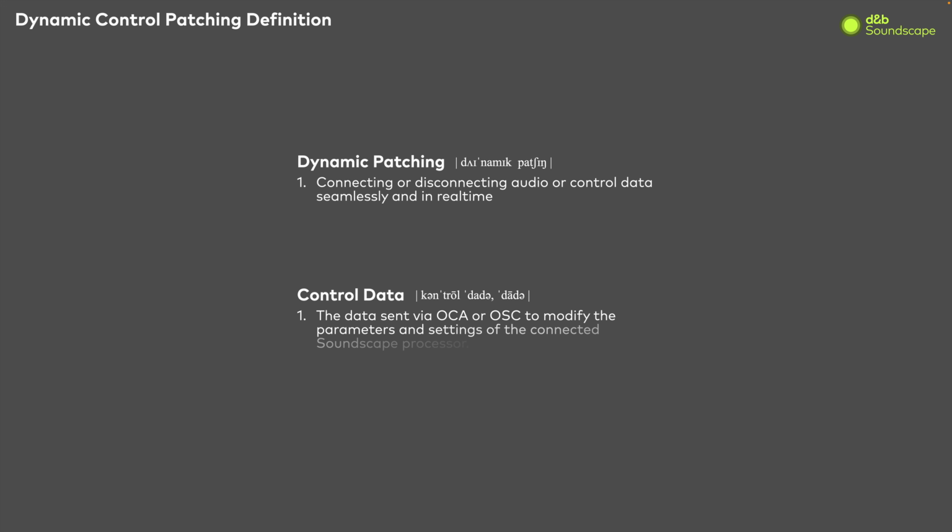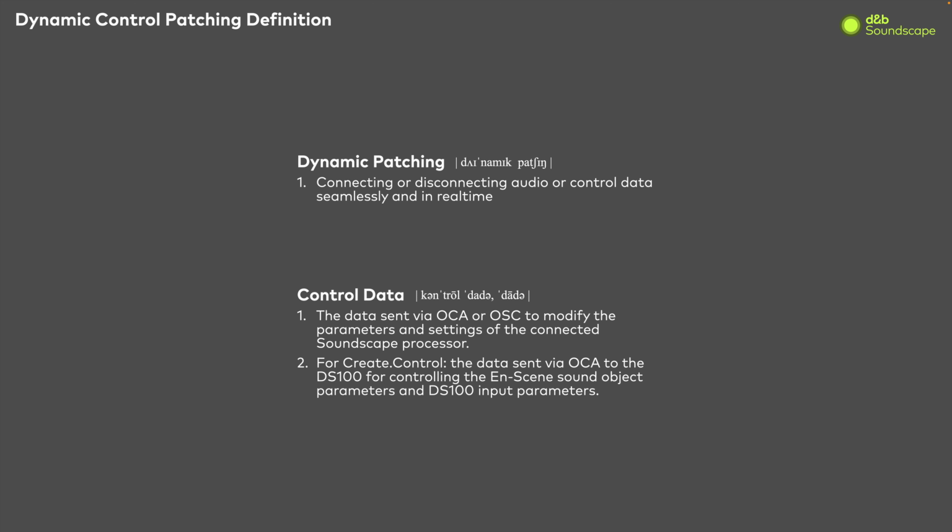In this video, we'll cover the what, why, and how of dynamic patching in Create.Control. Dynamic patching refers to the ability to fluidly and seamlessly repatch the audio or control data in real time. The control data is the data that is sent to control the soundscape processor, but does not contain the audio itself. In Create.Control, we have the ability to dynamically repatch the control data for our sound objects to NSCENE-enabled DS100 inputs. Here's an example of why you would use this.